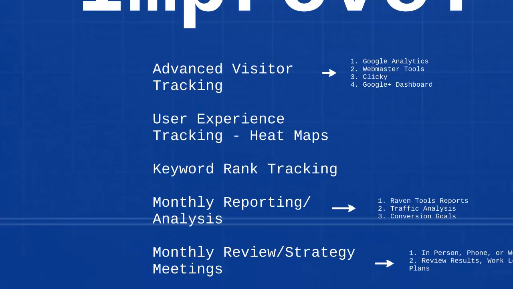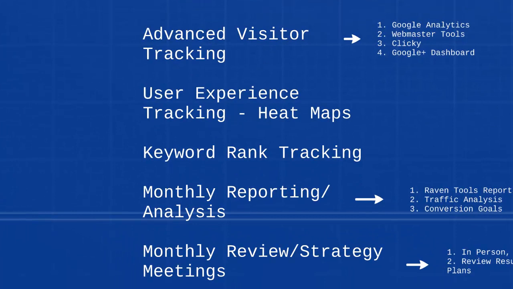So let's dive in. There are essentially 5 things that we cover on a monthly basis with our clients. And number 1 is our advanced visitor tracking. I'm going to cover what that looks like in just a moment. We use what we call user experience tracking, which means we look at your website and actually monitor what your visitors are doing on it. Now, I know that may sound a little hocus pocus or a little bit crazy, but we're really just watching their mouse clicks on the website.